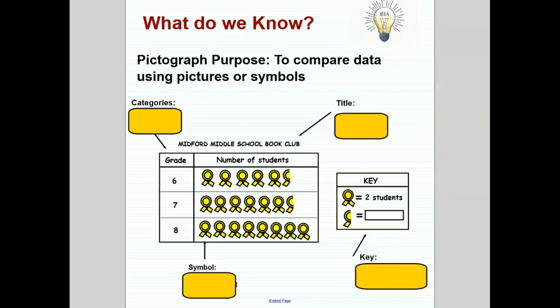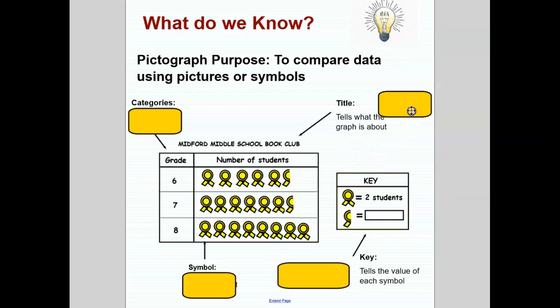Be ready. I'm sure you were able to determine that you always look at the key first because it unlocks the value of each symbol, which unlocks the entire picture graph. It tells you what each symbol is worth. Fantastic. After the key, you always go right to the title. The title always tells you what the graph is about.